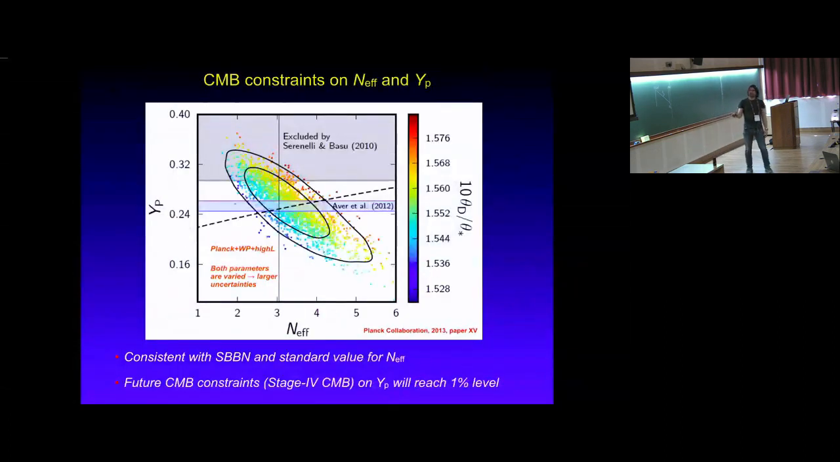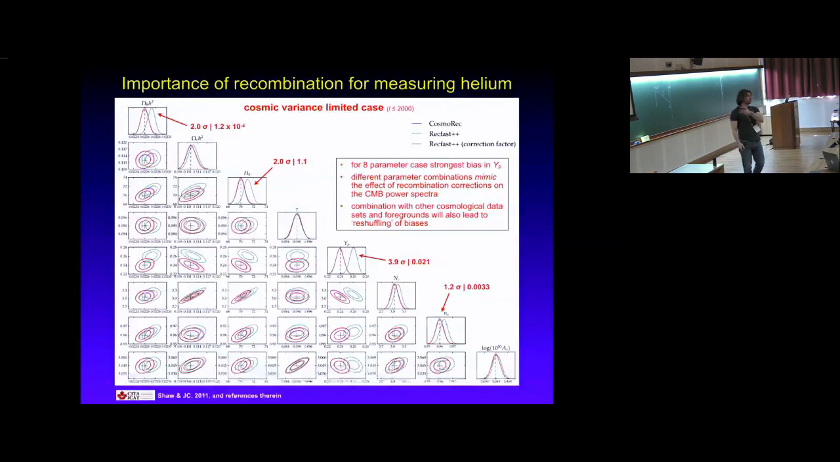Helium is, of course, one of the targets of the future as well. Here's the constraint from Planck again on helium abundance. And these constraints would also be affected by these recombination calculations.